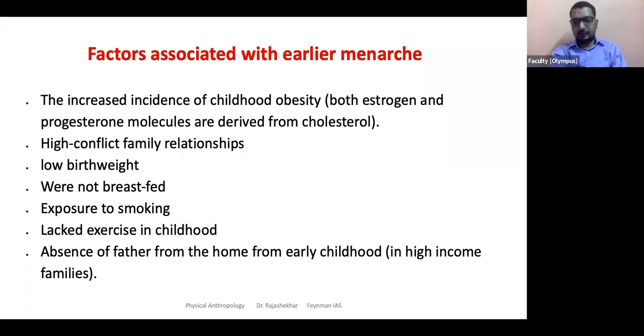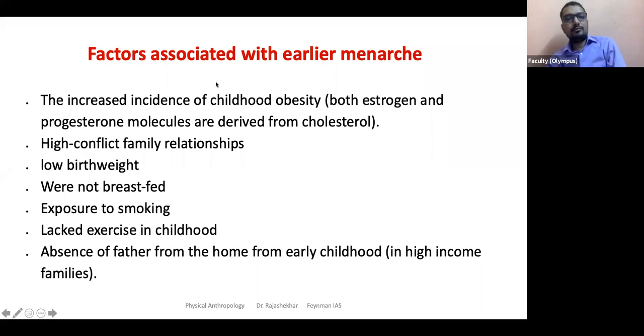Okay, some factors. There are many indications, though I don't think many of them could be proved. But if you look into the literature and research related to the factors affecting menarche age, these are the factors that I have listed here. The increased incidence of childhood obesity. Having more fat content in the body seems to positively influence it. People who tend to be more obese have earlier menarche.